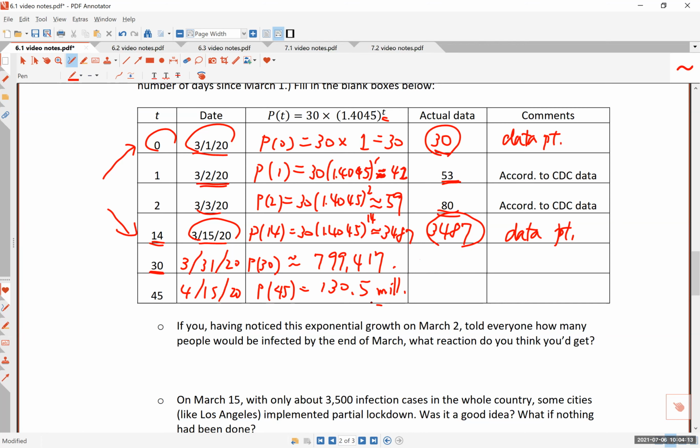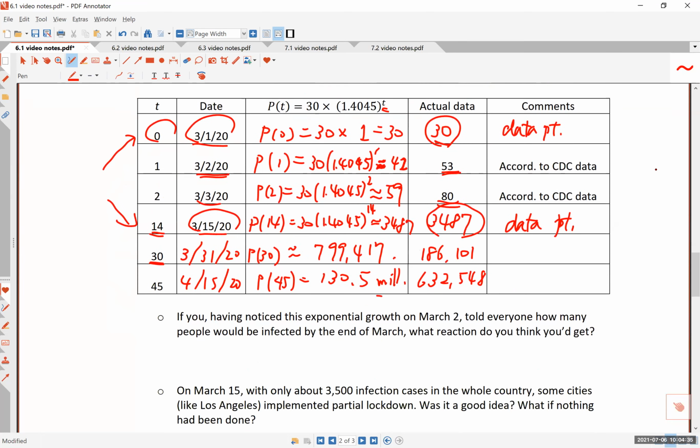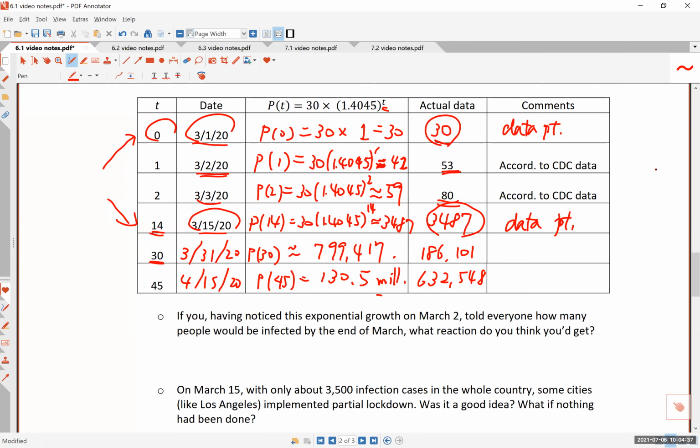The actual data for the end of March was 186,101. Now that's a huge number, but that's nowhere near 800,000 predicted by the model. The actual data as of April 15th was 362,548. Now you can look at these numbers at the CDC website. Also, Johns Hopkins University in Baltimore has a very well-known medical school, and they also published very carefully studied data.